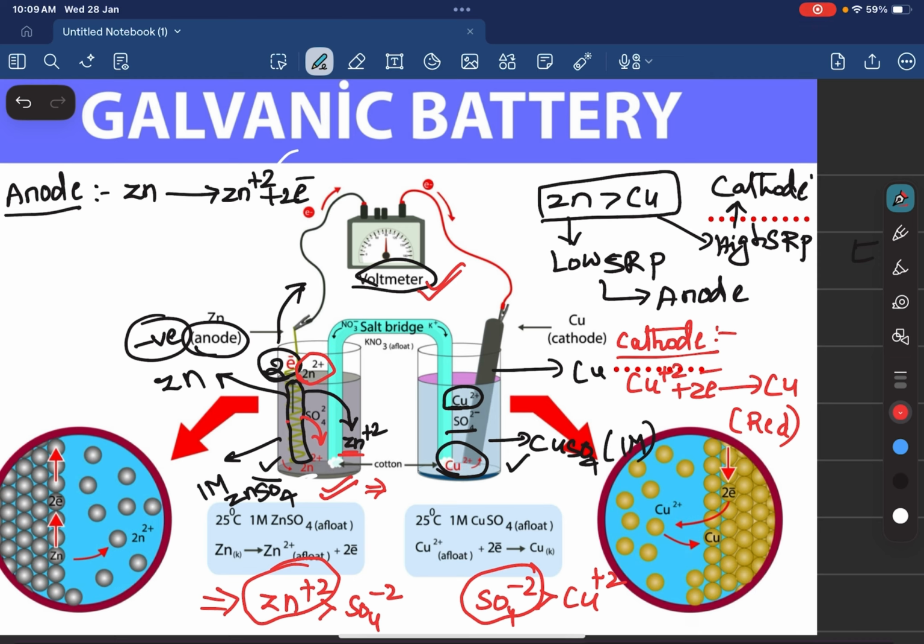This voltmeter helps us find E0 cell of the reaction, the E0 cell or EMF of the cell. Here, wherever the naught comes, that indicates standard conditions. Standard conditions are these: temperature is supposed to be 25 degrees Celsius, concentration is 1 M, like 1 M H2SO4, and pressure is 1 bar. So 25 degrees is the temperature, this is the concentration, and 1 bar is the pressure. Those are the standard conditions.